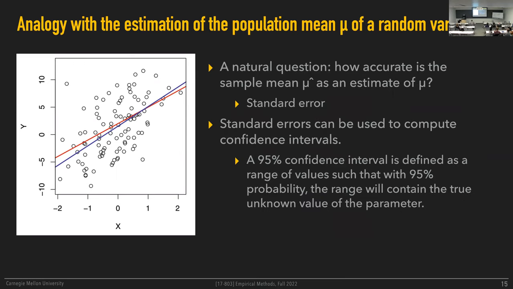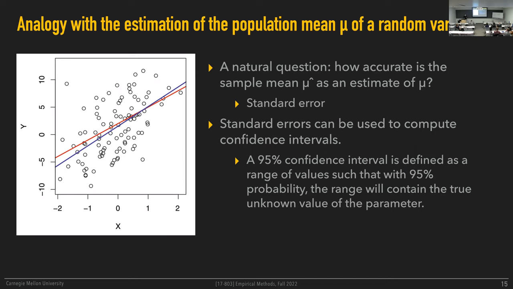And yeah, this is for the same reasons. If you remember this, when you were estimating the population mean of some random variable, you're doing the same trick. Right? So there, the question is, how accurately is this mean of your sample, mu with a hat on it, as an estimate of the true mean, mu without a hat on it, of the population you don't actually observe? And you talk about standard errors in that context, if you might remember this.